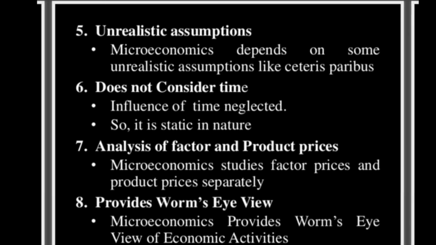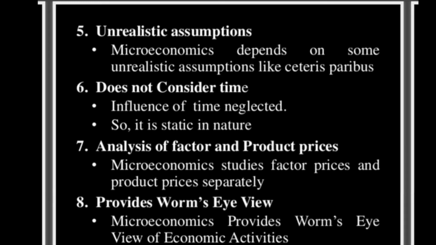Point number 5, unrealistic assumptions. Assumptions of microeconomics are unrealistic. It is based on certain unrealistic assumptions like other things being constant. This is the main assumption which is followed by ceteris paribus law.